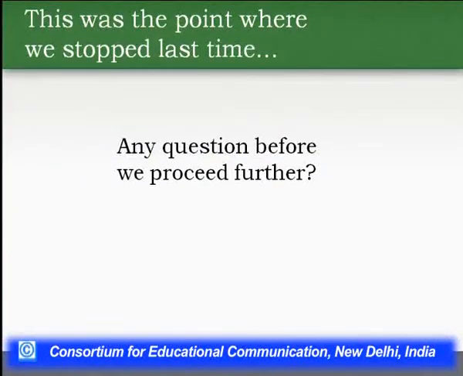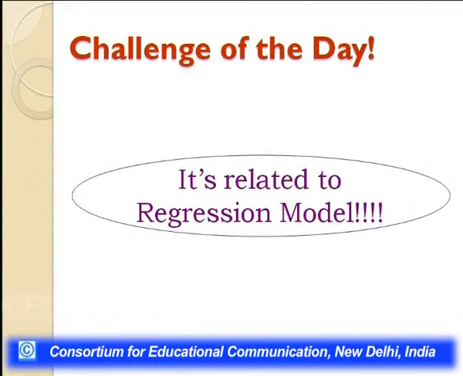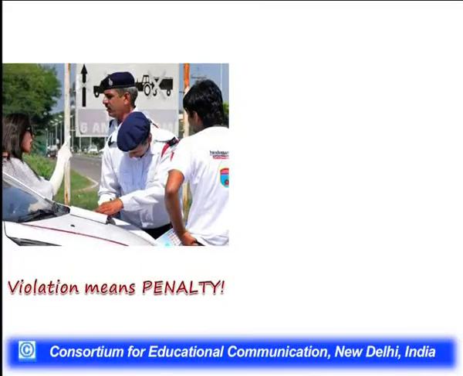So the dummy variables are as follows. These may appear in our regression models because you have to include them to find out the best answers to your research questions, whether the IPOs are better or the seasoned equity offerings are better. One is in the form of the intercept and the other is in the form of the slope. This was the point where we stopped in the last session. So what next? The challenge of the day is whether it is related to a regression model or not. So now we are coming to the basic concepts of assumptions.